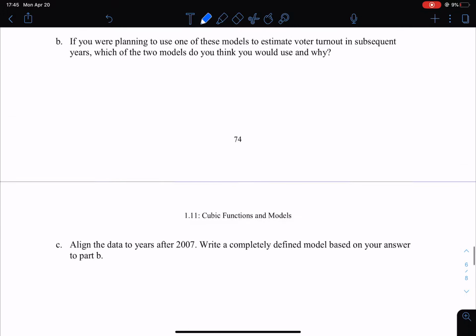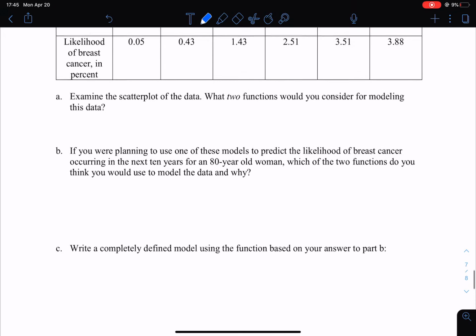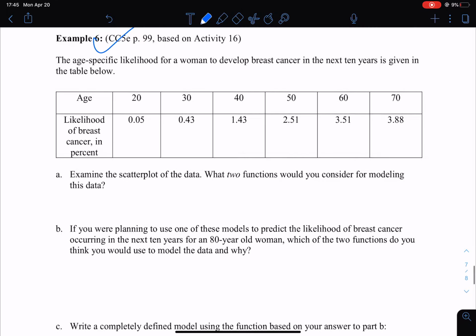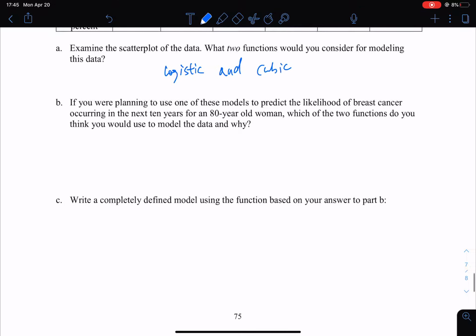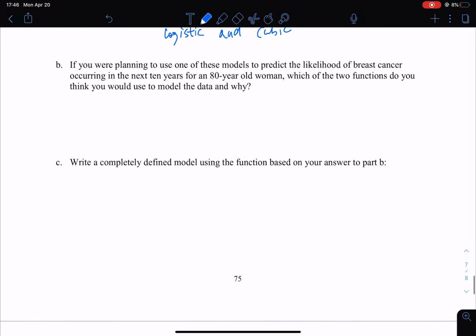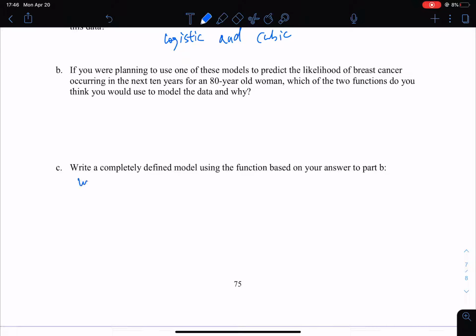Then example 6. First, we draw the scatter plot. Logistic and cubic function. Then for this one, B and C, the answers may vary, so I just give you an example. If it is a logistic function, if you use the logistic model, then the answer should be about this one.